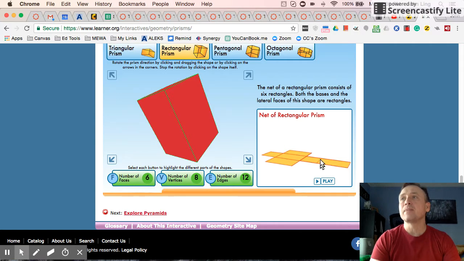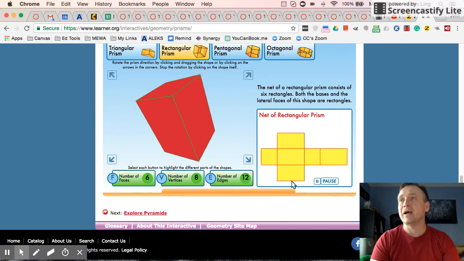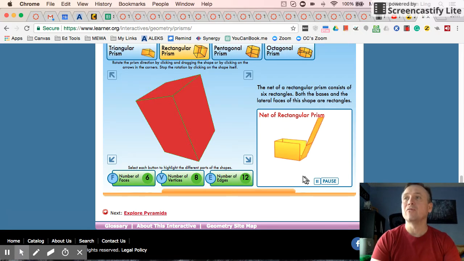First of all, here is a net of the prism. So if this was a cardboard box and I was to unfold it, this is what it would look like. And you can play that and see how it's folded together. You fold up the sides like that, and boom, all six sides come together to form that box.